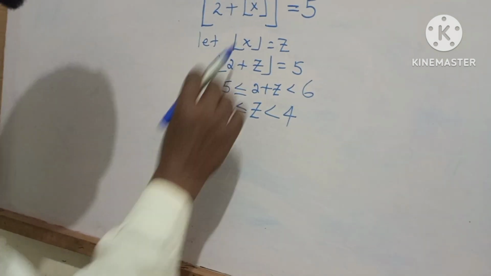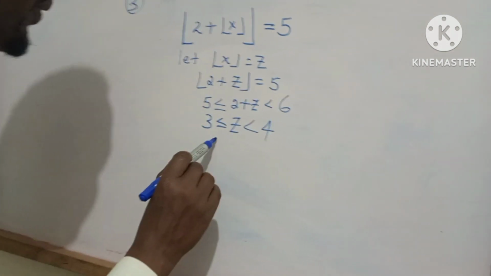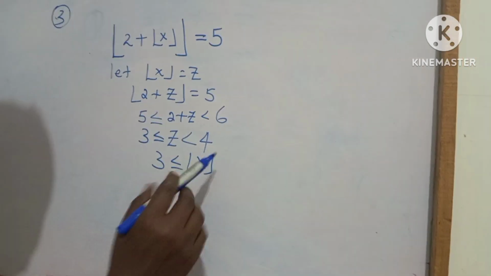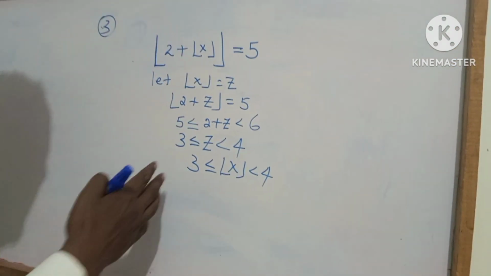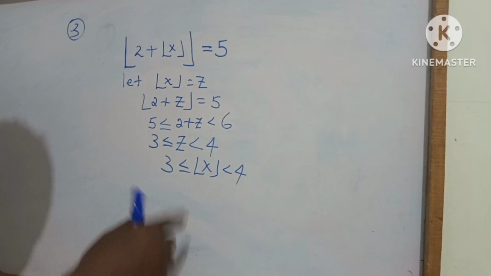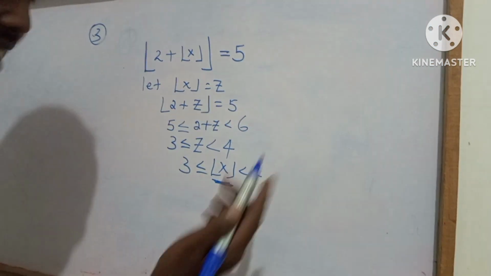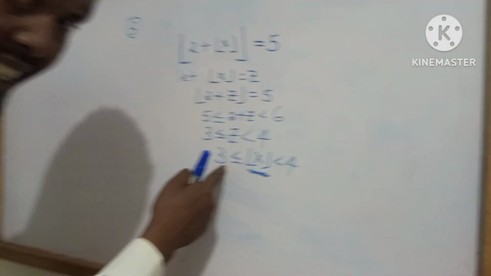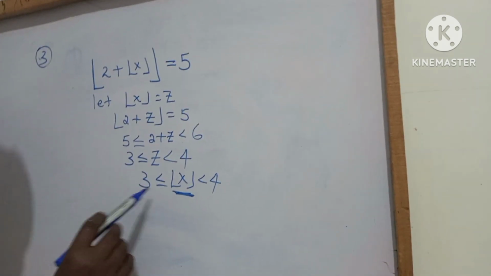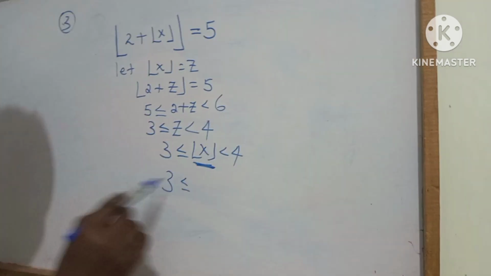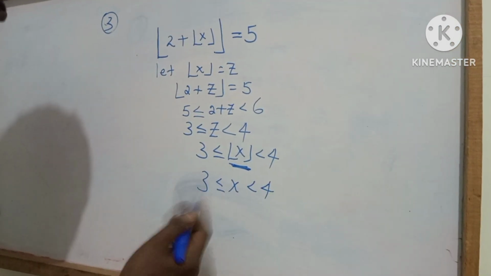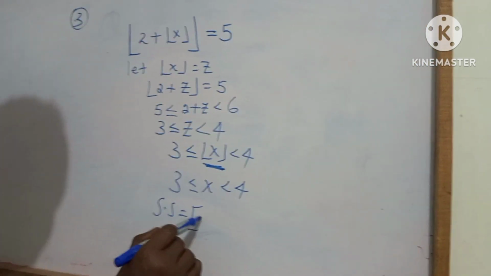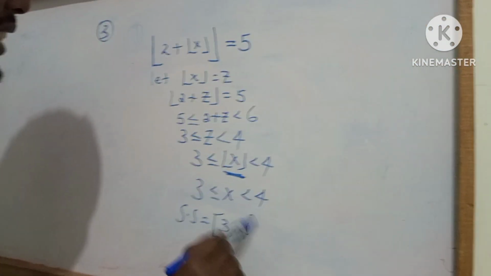But that means it is the same with the greatest integer or the floor of x. Therefore, 3 is less than or equal to the greatest integer of x, and the greatest integer of x is less than 4. Since this is an integer, the number which satisfies this inequality is only 3. Therefore, we can take 3 is less than or equal to x, and x is less than 4. So our solution set must be in between 3 and 4. So the interval 3 to 4, closed at 3 and open at 4, is our solution set.